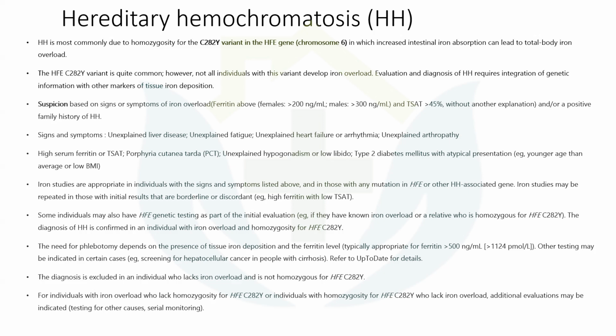Typically, when the ferritin level is very high, like more than 500, phlebotomy is recommended. We also do other screening for this patient. If iron deposition is happening in the liver, we screen for liver cancer as well. Same as in Wilson disease, for any deposition disorder we should rule out any possibility of cancer in the affected organ.